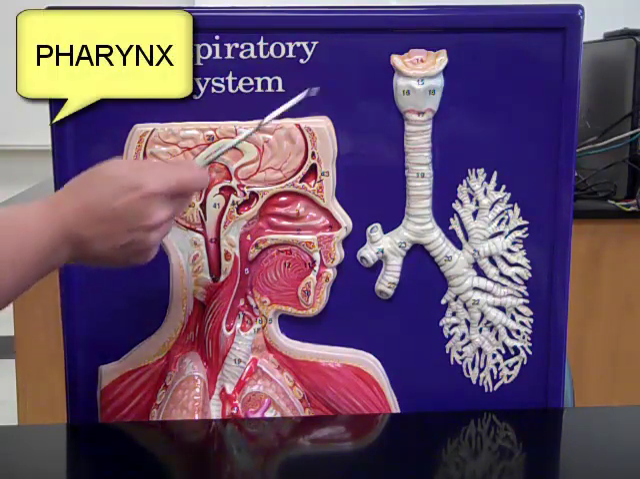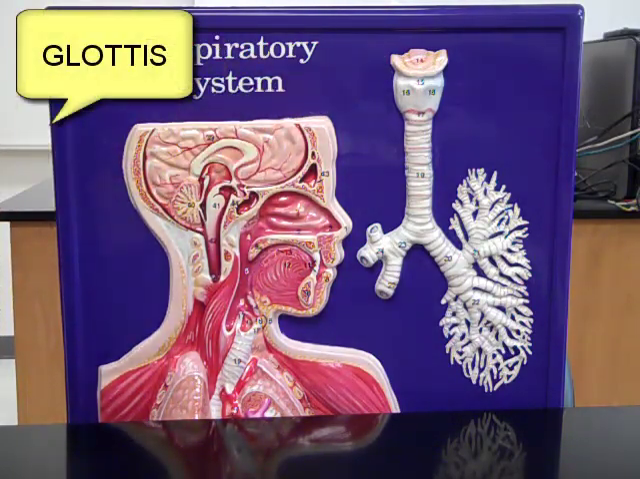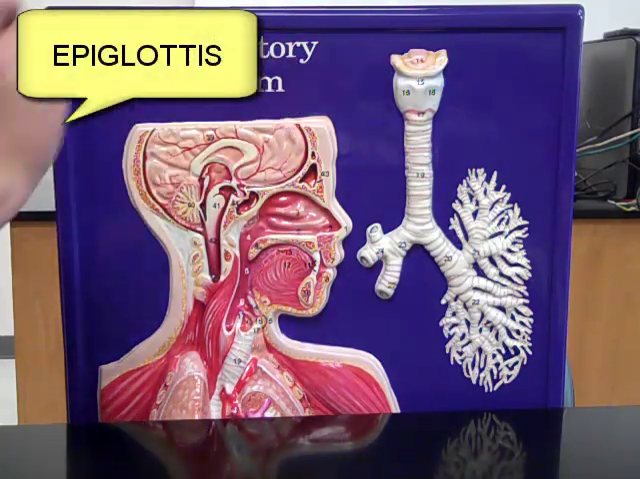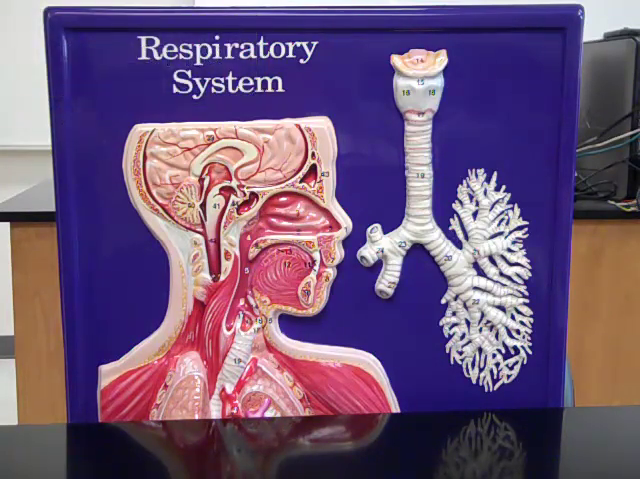The pharynx then opens into the glottis. The glottis is the opening, the hole to the airway. Covering the glottis is a structure we refer to as the epiglottis. The epiglottis is literally a little flap of tissue that opens and closes. It opens to allow air into the respiratory system. It closes to allow food to go from the oral cavity down the esophagus to the digestive system.